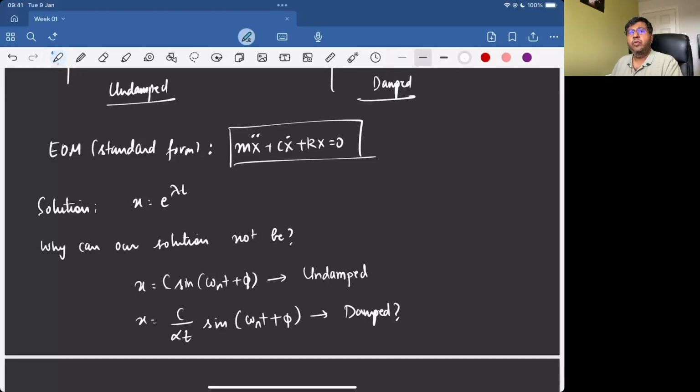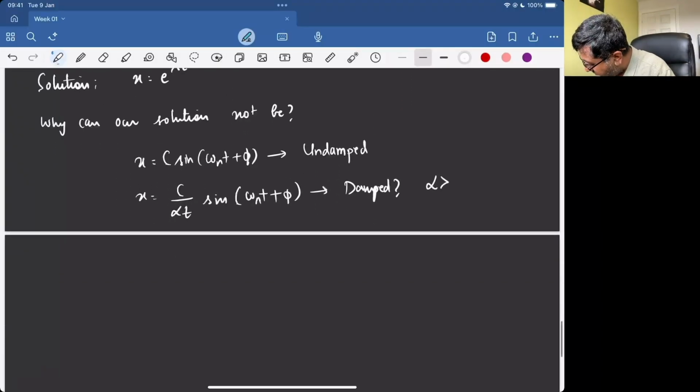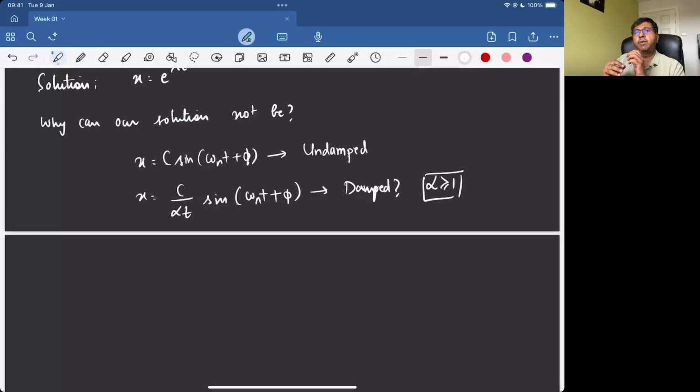Okay, where alpha is some constant greater than 1. That means as time increases, our amplitude is being divided. The natural frequency continues to be the same, but only the amplitude gets divided, right? So it's a very simple question. What did we see here?